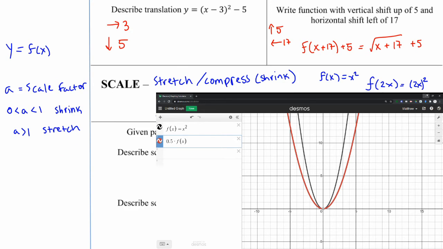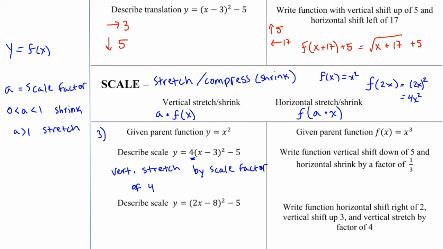So in this example, we have a parent function of y equals x squared, and we just want to describe the scale. So we're just looking at what's being multiplied here. I'm multiplying by 4 on the outside, so that would be a vertical stretch. We know it's a stretch because 4 is bigger than 1. Vertical stretch by a scale factor of 4.